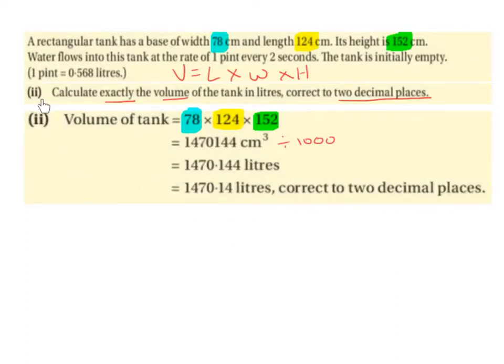Part 2. Calculate exactly the volume of the tank in litres correct to 2 decimal places. So the volume of the tank is going to be 78 times 124 times 152. So length times width times height, which gives us 1,470,144 centimetres cubed. Dividing by 1,000, we get 1,470.144 litres. So we get 1,470.14 litres correct to 2 decimal places.